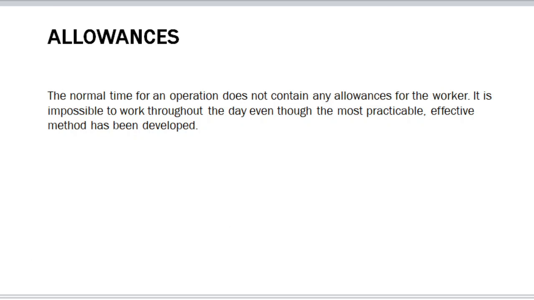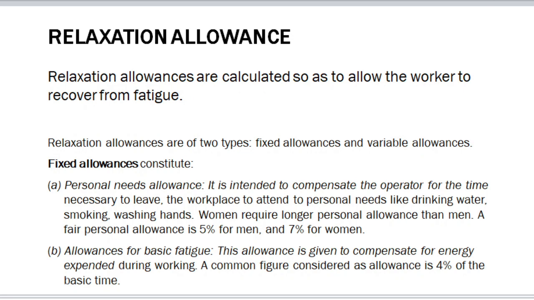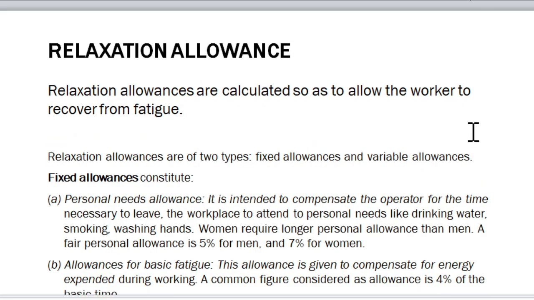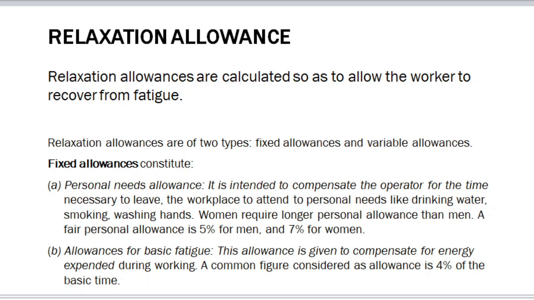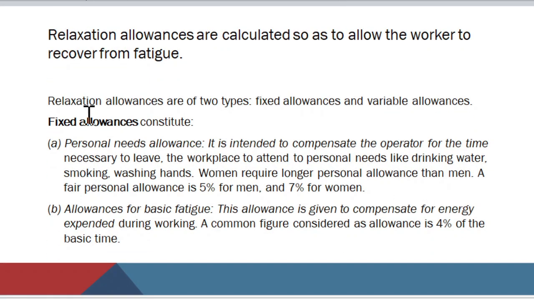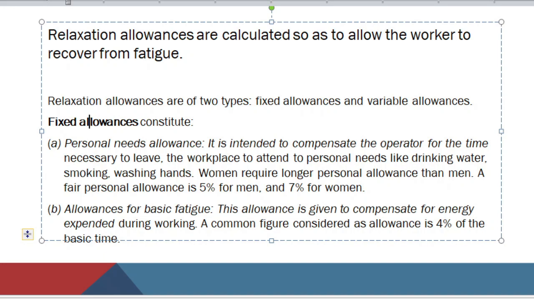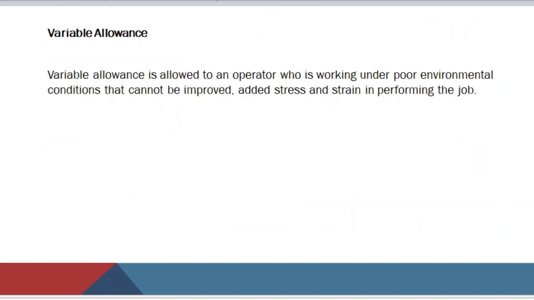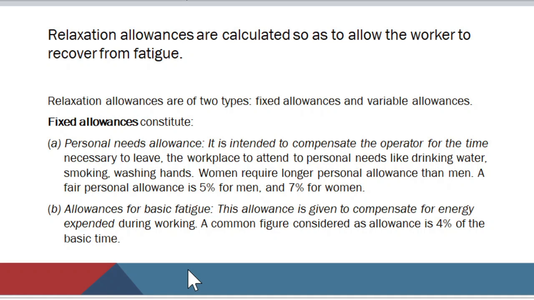So what are the kinds of allowances that were mentioned earlier? First is the relaxation allowance. When we say relaxation allowance, it is calculated so as to allow the worker to recover from fatigue. There are two types of relaxation allowances: the fixed allowance and the variable allowance. Under the category of fixed allowance, we have the personal needs allowance and allowances for basic fatigue.